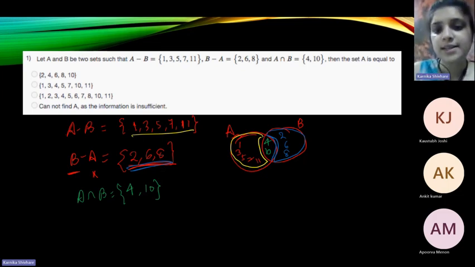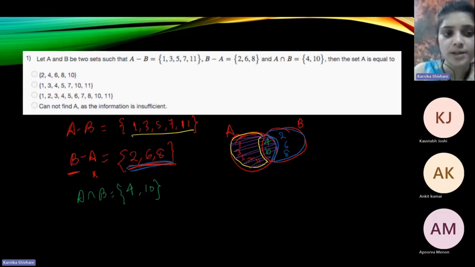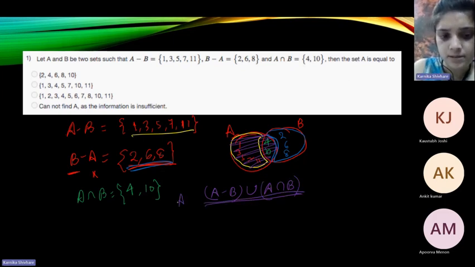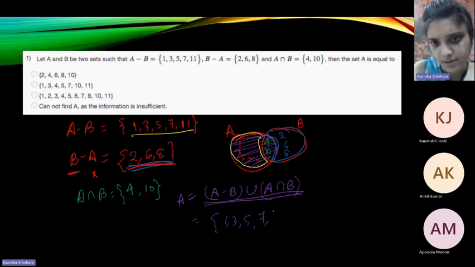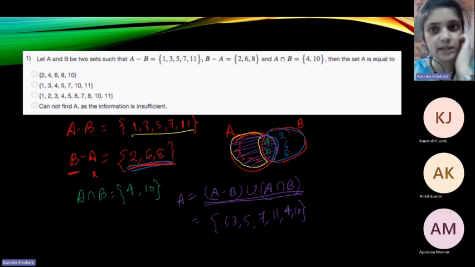Now they ask for set A. So what is set A? We can very easily say this complete set, right? That means A minus B union A intersection B. This set will give us set A, that is 1, 3, 5, 7, 11, and we have 4 and 10. So A is 1, 3, 4, 5, 7, 10, 11.